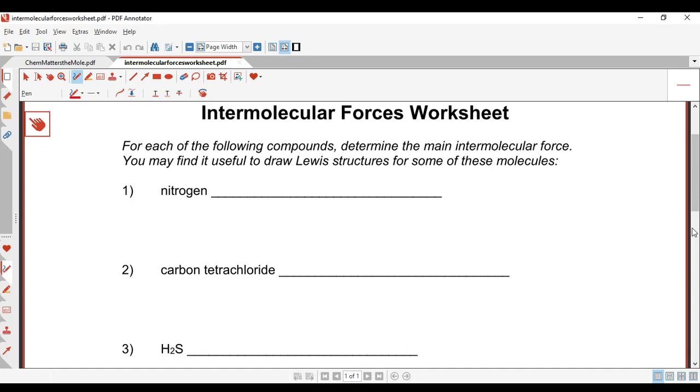Okay, so I want to go over how to practice figuring out which type of intermolecular forces you have using this intermolecular forces worksheet. So what I see here, sometimes students will just pick some intermolecular forces without really considering the Lewis dot structure for these compounds. So I want to just go over some examples here.